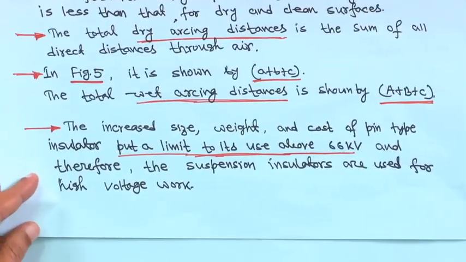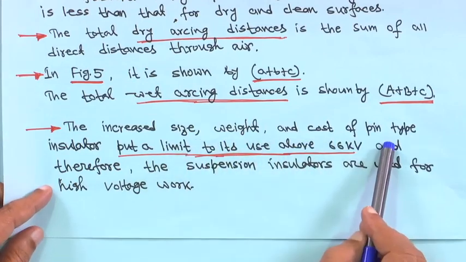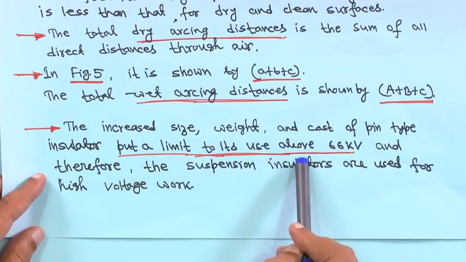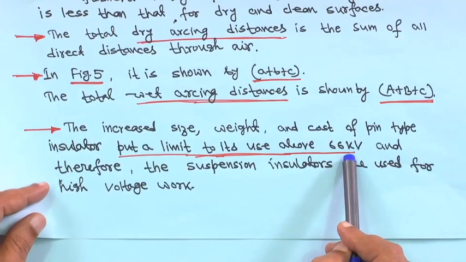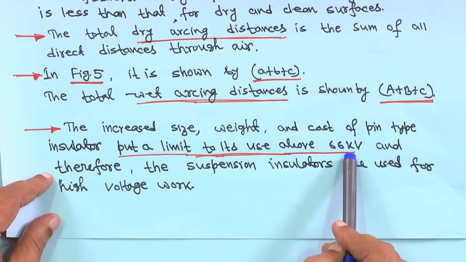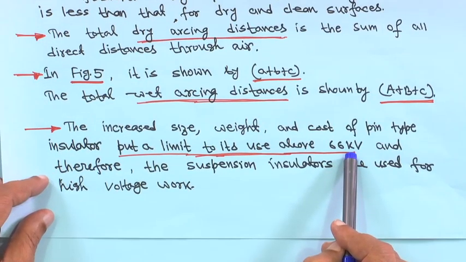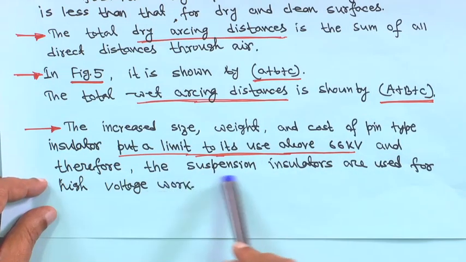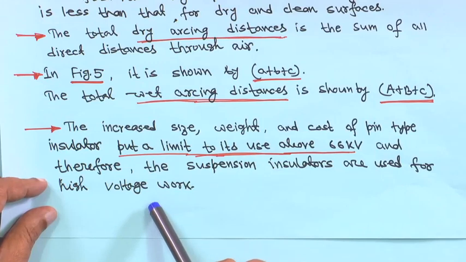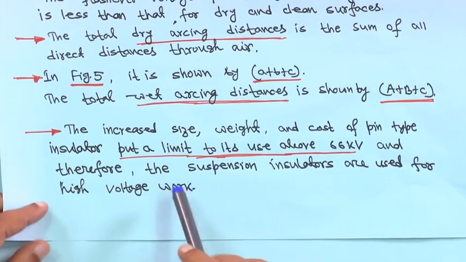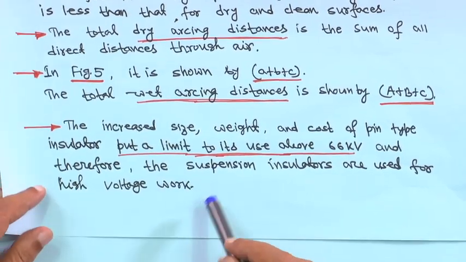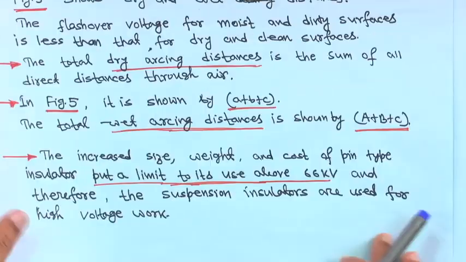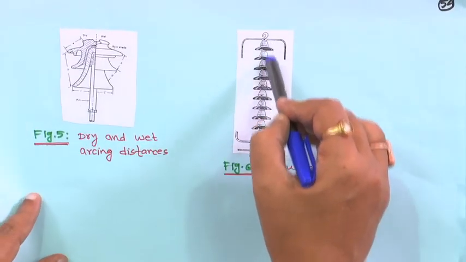So, the increased size, weight and cost of the pin type insulator put a limit to its use above 66 kV. Generally up to 33 kV you will find it used, and in some cases 66 kV, and therefore suspension insulators are used for high voltage work. For high voltage lines of 66 kV or above, you will find all the insulators are suspension type. That means so many pieces will be there. Before coming to the suspension insulator, this is that suspension insulator.